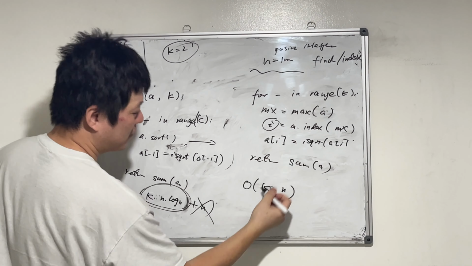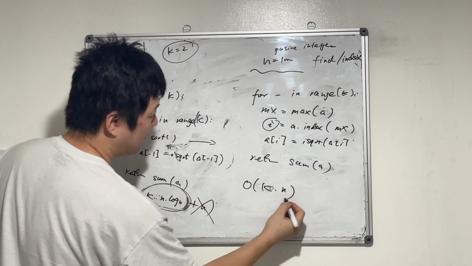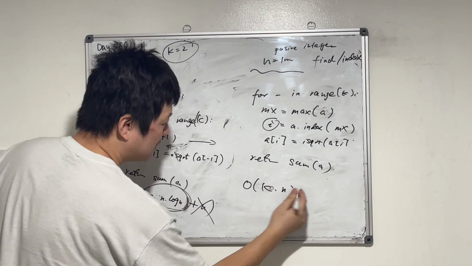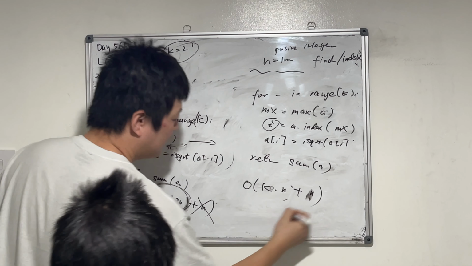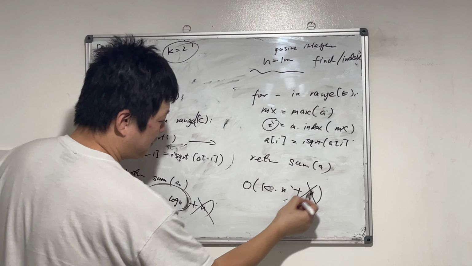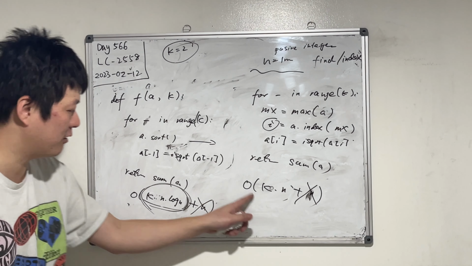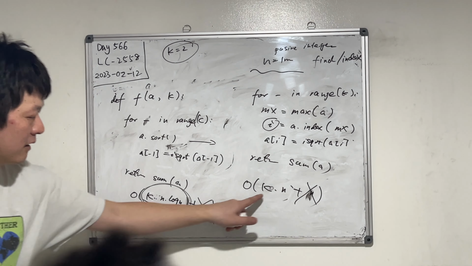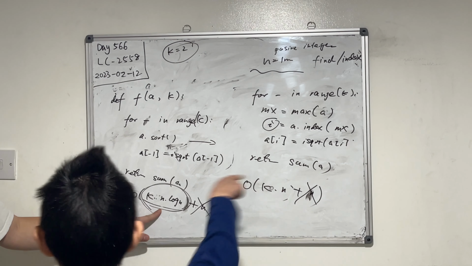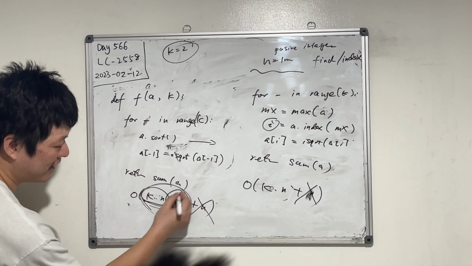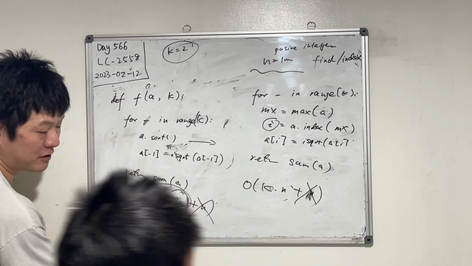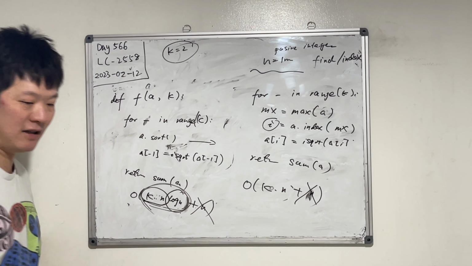This is 2N, okay, times 2N, which is O(K times N) plus N, plus N, yes. But obviously we drop the trivial part, so it's O(K times N). Which is better, this one or that one? That one. Because look, O(K times N), and this one has additional terms, which is bigger than 1, okay? So this is like that.